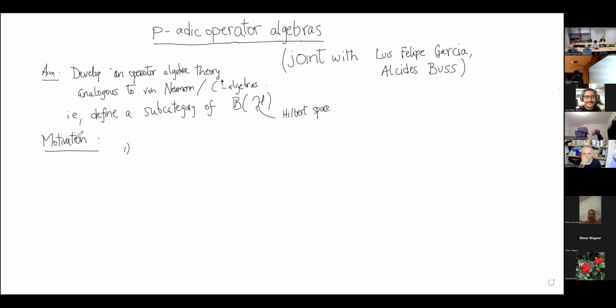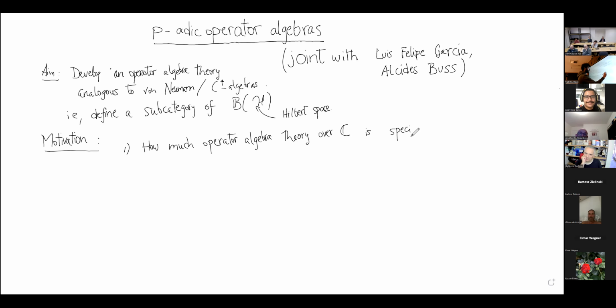Well, one motivation is that there is a lot of operator algebra theory over the complex numbers. That's not something I need to motivate too much in this seminar. The kind of question I want to ask is how much of this is in some sense specific to the Archimedean case. And where does this kind of question come from?